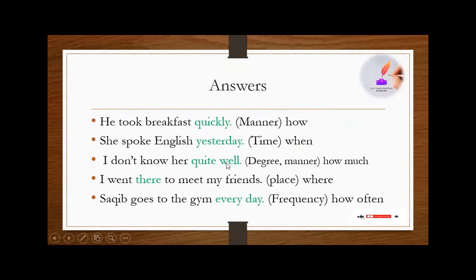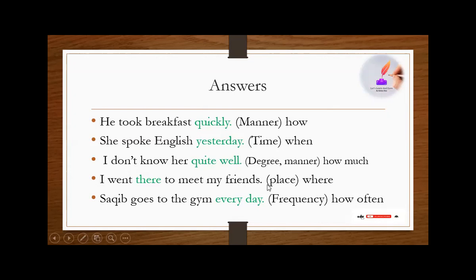I don't know her quite well. Now, in this sentence, you can see there are two adverbs. One is adverb of degree, and the second one is adverb of manner. You may ask the question, I don't know her how much, and the answer is quite well. So, this degree is quite, and well is adverb of manner.